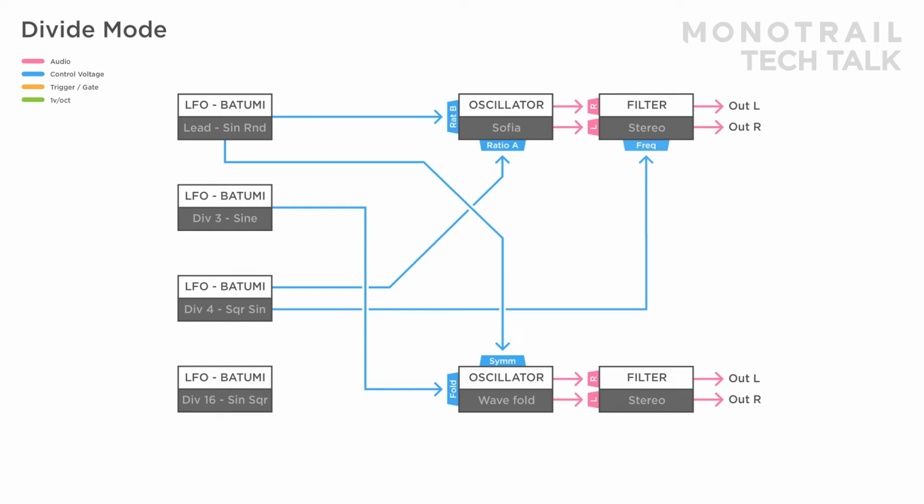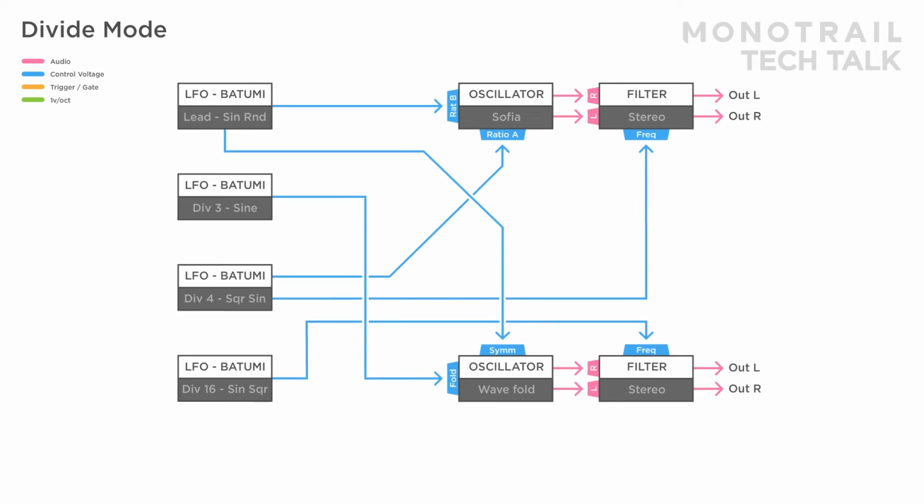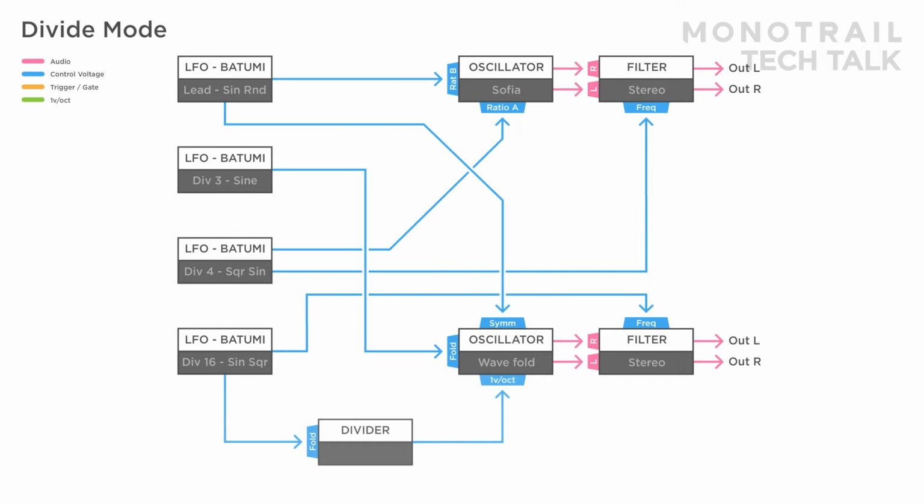And the sine wave from that division is used to modulate a filter. A divide by 16 sine is modulating the other filter. And finally, a square from that LFO is sent to a clock divider and then on to modulate the frequency of the second oscillator.